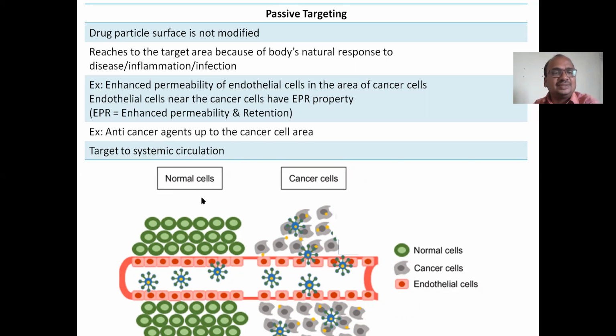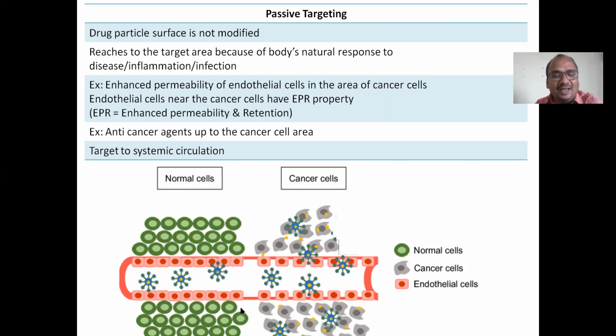See, this is a cancer cell. This is a normal cell. This is a blood capillary. We know that a blood capillary has endothelial cells. These are all the endothelial cells, and these are the drug particles. The blood vessel wall has endothelial cells. These endothelial cells have high permeation only in the area of the cancer. Wherever there is a cancer in our body, the endothelial cells of the surrounding blood vessels permit more, with high permeability.